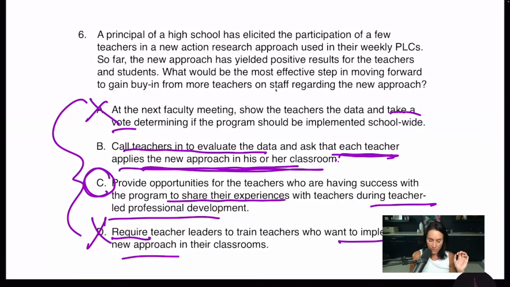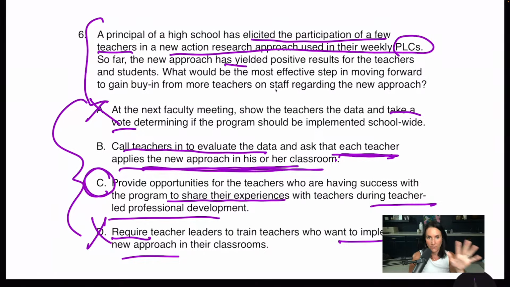A principal of a high school has elicited the participation of a few teachers in a new action research approach on their weekly PLCs. So far, the new approach has yielded positive results. So we already know it's yielded positive results for the teachers and students. So you could analyze more data, but we already know it's got positive results. What would be the most effective step in moving forward to gain buy-in?